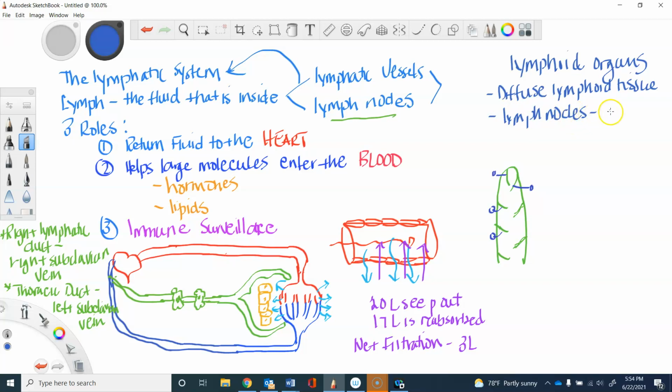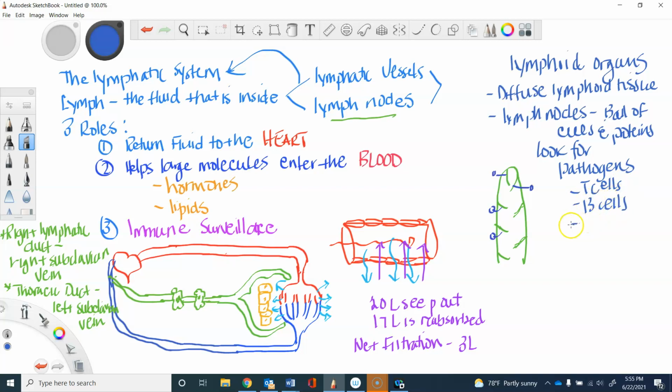So lymph nodes are basically balls of cells and proteins. And again, they look for pathogens. And they have cells like T cells and B cells and macrophages that will deal with the junk that comes through there.